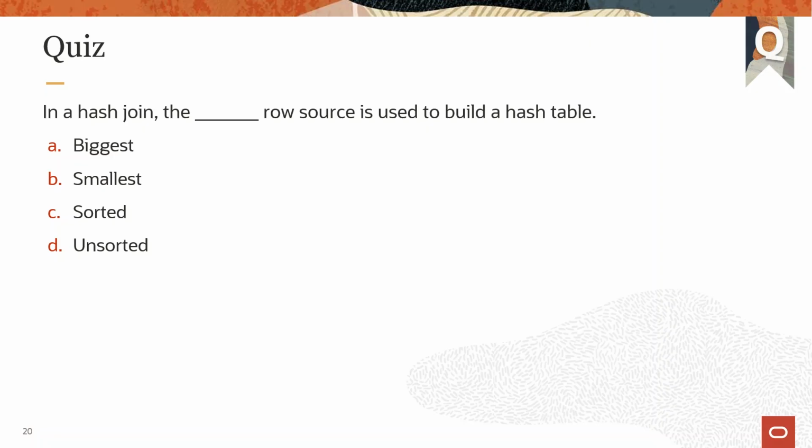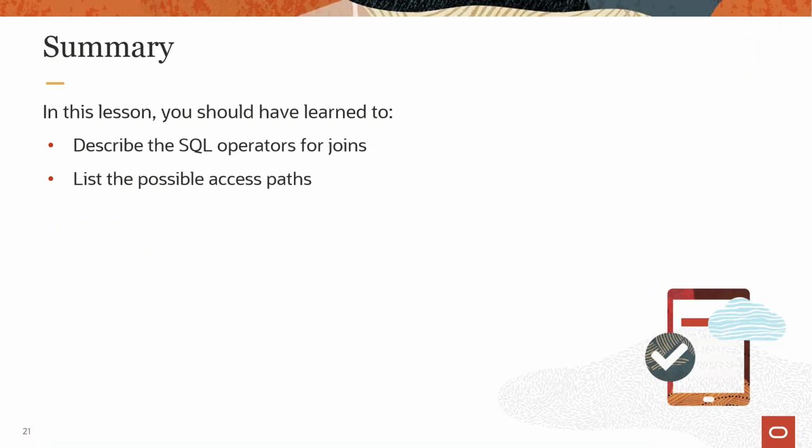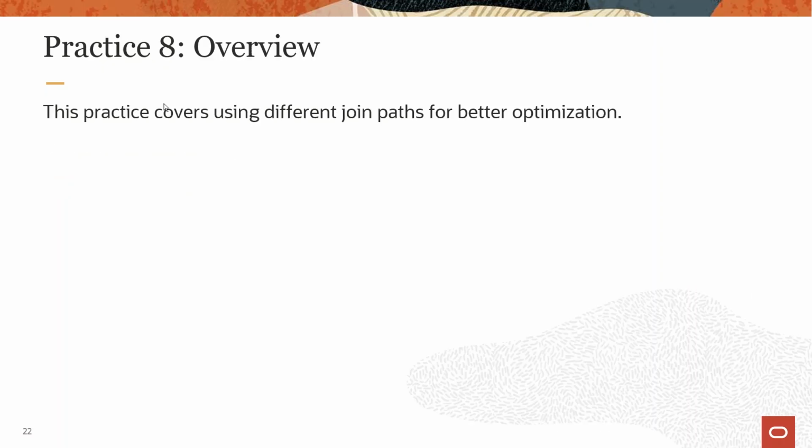Now, in this lesson, you have learned how to describe the SQL operators for joins, and you have learned how to list the possible access paths. There are some exercises that can be made for this chapter number 8. The exercises cover the different join paths for better optimization.